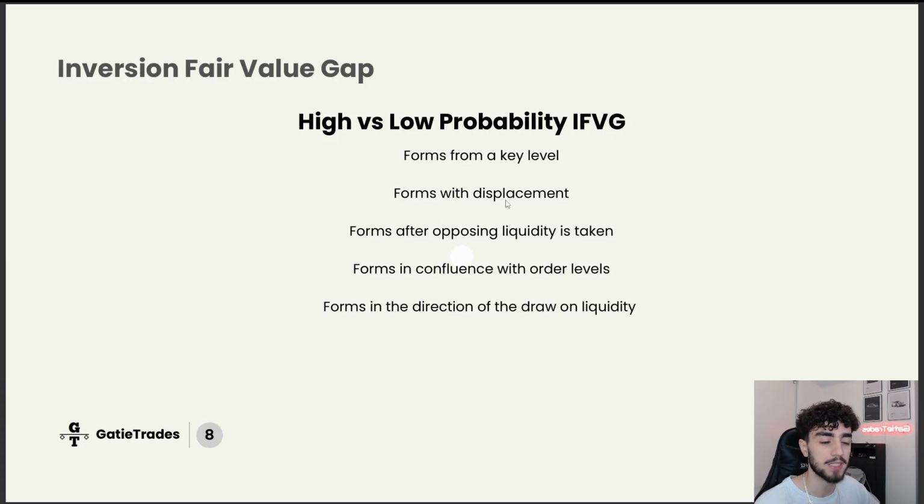If it forms with displacement, now, like I said in the previous video, the actual size of the gap does not matter. It is still an algorithmic signature. What matters is the displacement away from that key level. That's what indicates the strength and the sponsorship, I guess you could say, in that potential move that's going to happen.